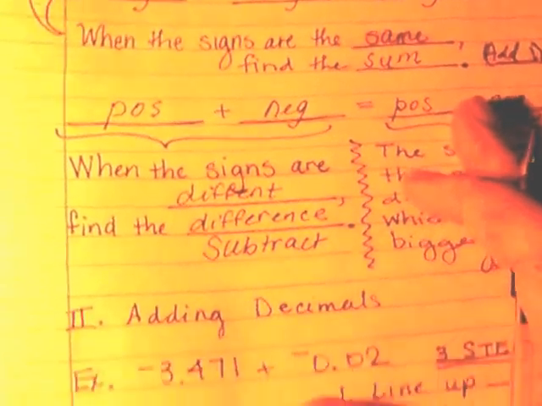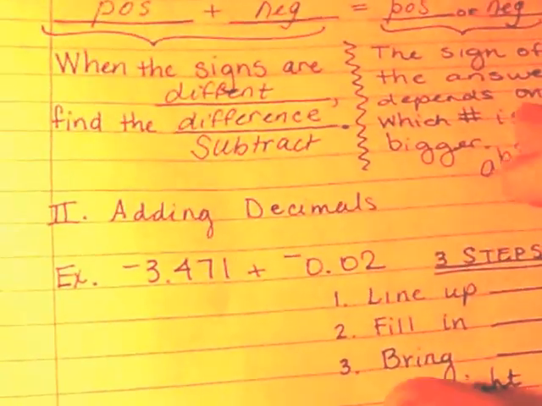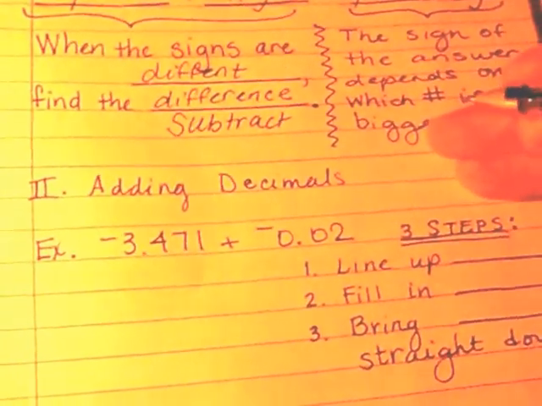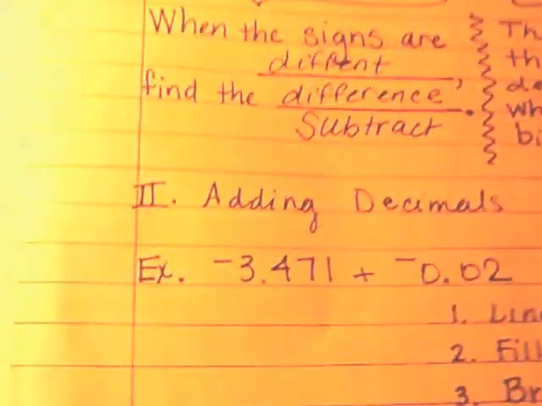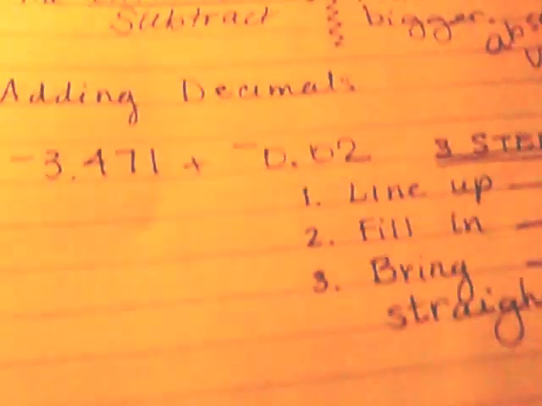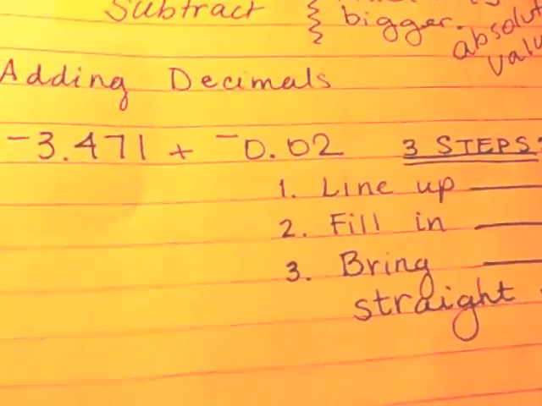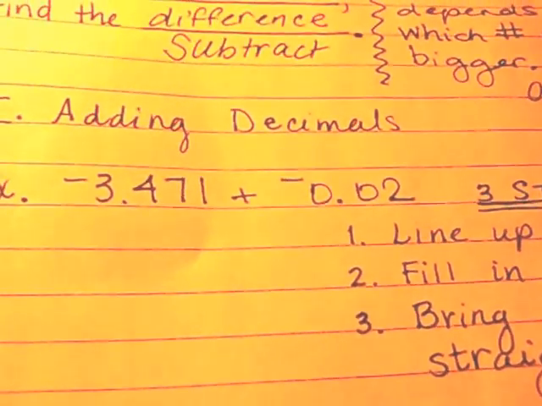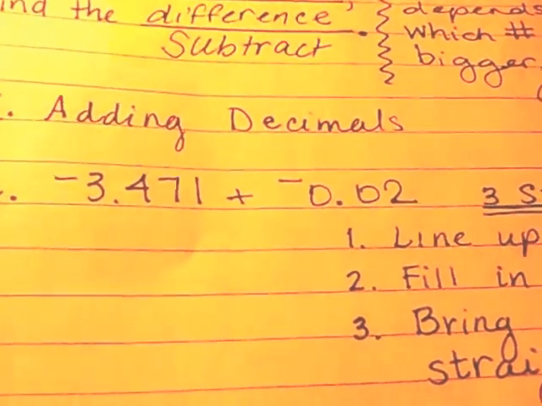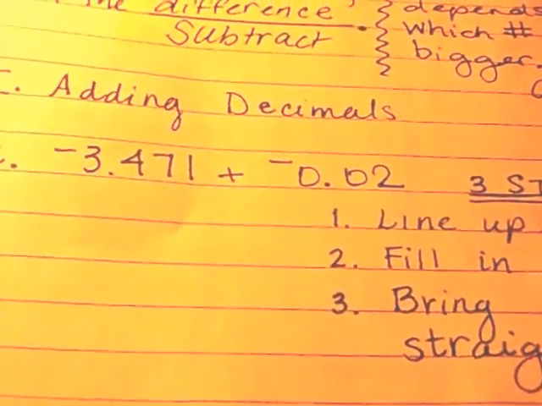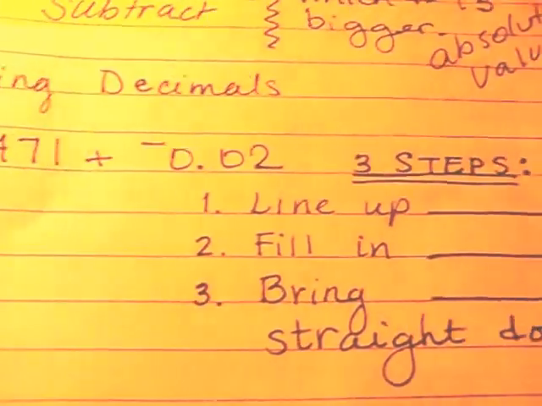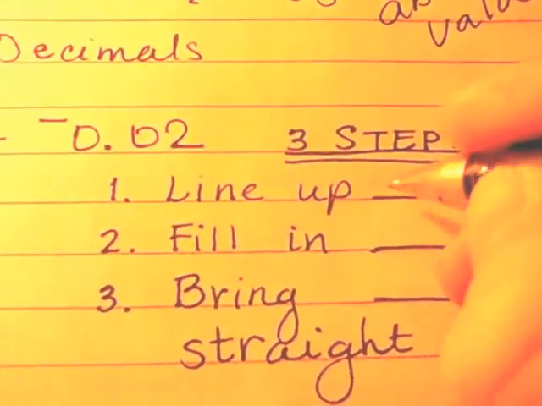Okay, well, let's move on from there and start actually adding some rational numbers. We've got some decimals that we're going to add. Our example is negative 3.471, and we're going to add to that a negative 0.02. Let's fill in our steps. We're going to line up the decimals.